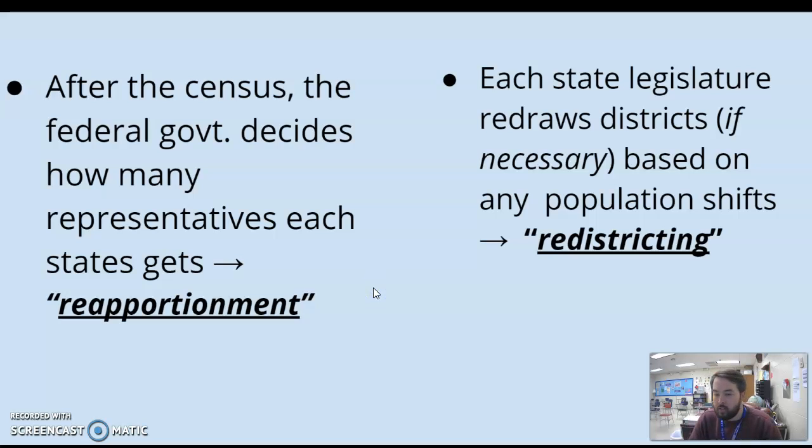So after the census, so every 10 years we take this survey to see how many people live in America and how many people live in each state. So after the census, the federal government decides how many representatives each state gets, and that's called reapportionment. The thing that we're going to focus on today is this thing called redistricting. So every time we get new census data, state legislatures, remember our government is broken up into federal and state levels, so state legislatures redraw their districts if necessary if we have any population shifts, and this is called redistricting. We're going to focus on this today.